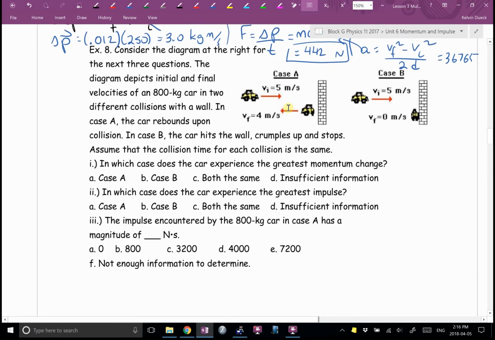Consider the diagram at right. We have case A, a car runs into a wall traveling 5 meters per second and bounces backwards off the wall at 4 meters per second. And case B, a car hits a wall at 5 meters per second and comes to a stop.